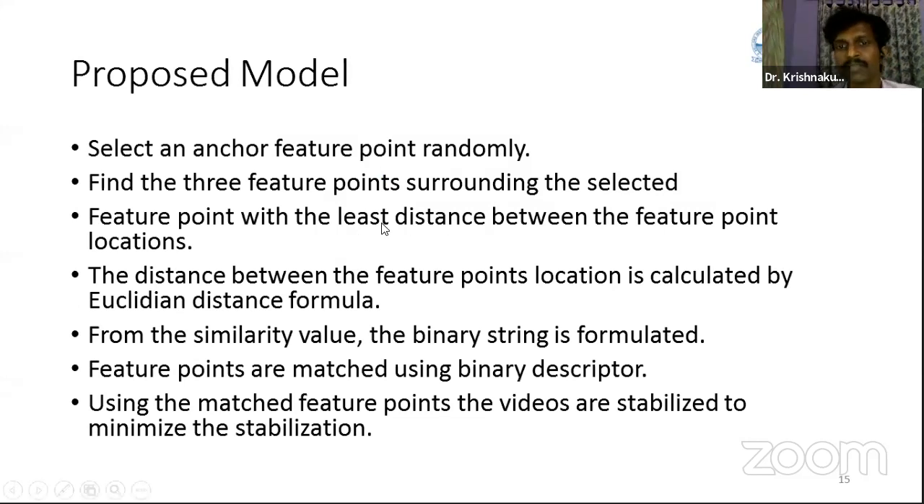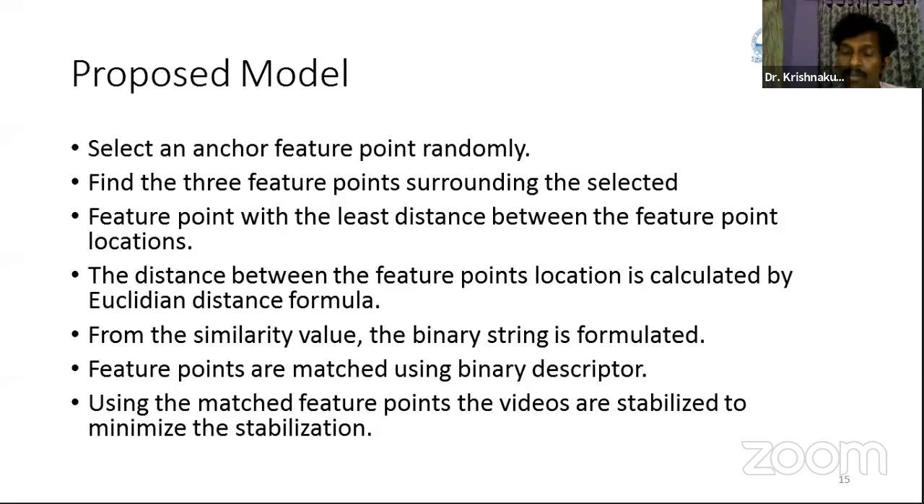Once we have selected the feature points, we need to select the anchor point. Here we select three closely placed feature points, and from those we select one anchor point, which is randomly selected, and this randomly selected feature point will take the least distanced feature points in the frame. After selecting these feature points, we use a binary string for each and every pixel value. With that binary string, we match the feature points. So we are going to use a binary descriptor for this.